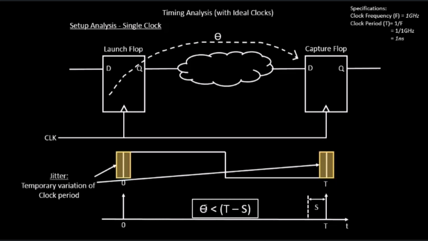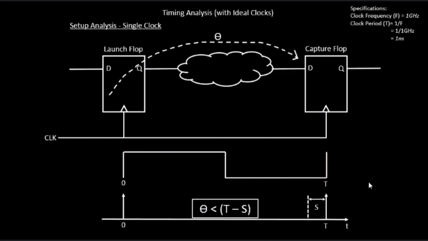Initially we had the combinational delay should be less than the clock period minus the setup time. Now let's bring in one more parameter to model the jitter, or this temporary variation of the clock, and let's club these variations into a single parameter called uncertainty. So now your combinational delay, which was supposed to be less than t minus s, will be less than t minus s minus su. su is the setup uncertainty because we are doing a setup timing analysis.